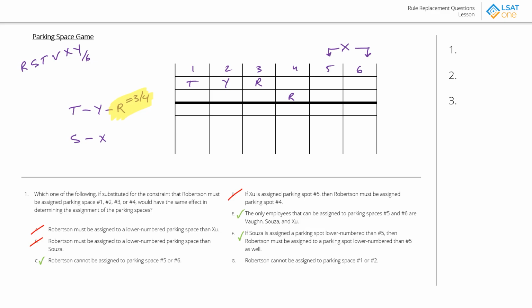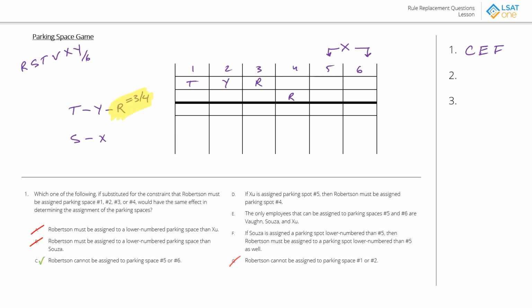Next, answer choice G. R cannot be assigned to parking space 1 or 2. Now, that's technically true. R couldn't have gone into 1 or 2 because R had to go after both T and Y. But does it get the job done? And no, in fact, this doesn't actually add anything that we didn't already know. This doesn't restrict R beyond the fact that R has to go after Y and T. So this doesn't get the job done. Saying that R can't go into 1 or 2 still leaves it open to go into 5 or 6. So the viable answer choices to question number 1 happen to be C, E, and F.